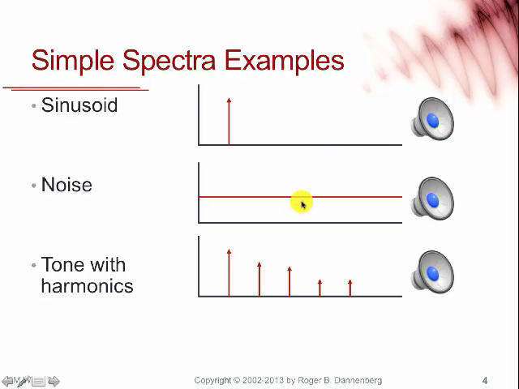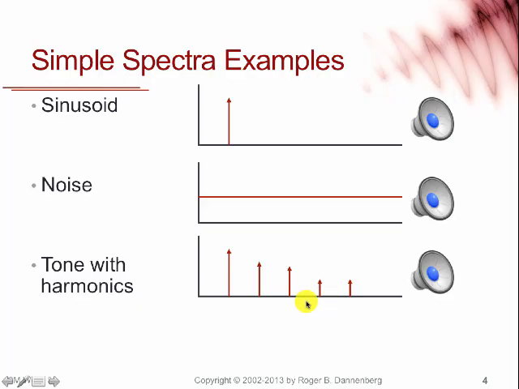The next example is noise. Let's play some noise. So this is white noise, meaning equal amplitude at all frequencies. And so the spectrum has constant amplitude but energy at all frequencies.